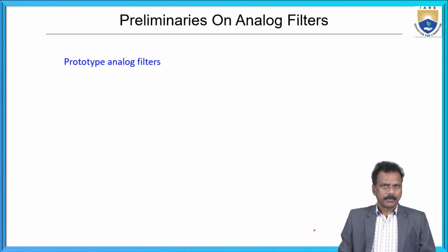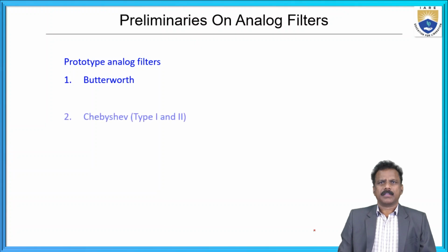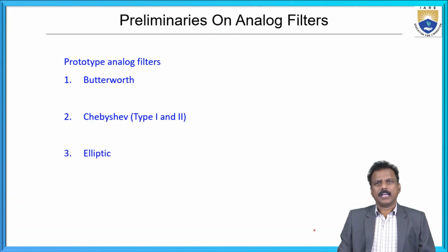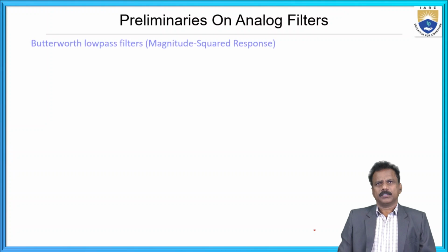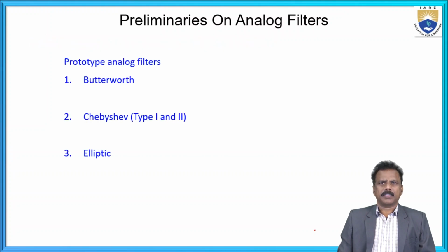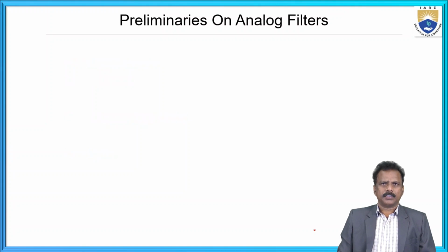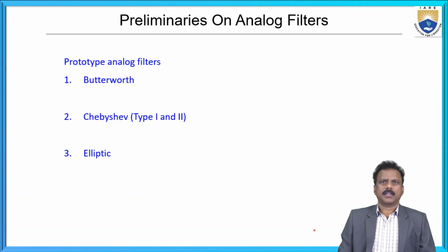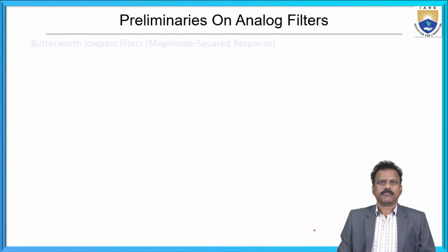Now coming to the prototype analog filters. One is Butterworth, the second is Chebyshev type 1 and type 2, and the third is elliptic. These are the major preliminaries on analog filters. If you are using prototype analog filters, you have to use Butterworth, Chebyshev and elliptic. These are all the popular prototype analog filters.